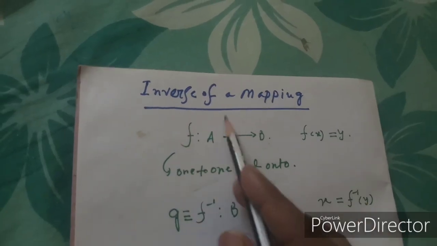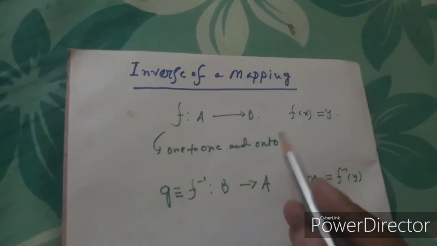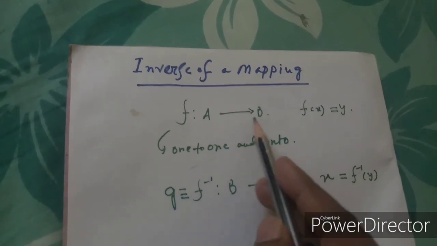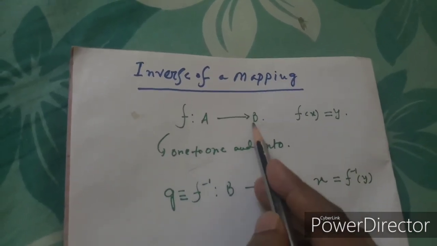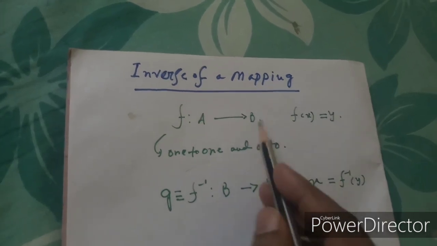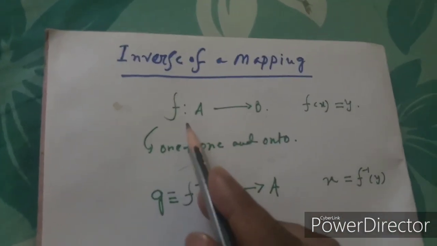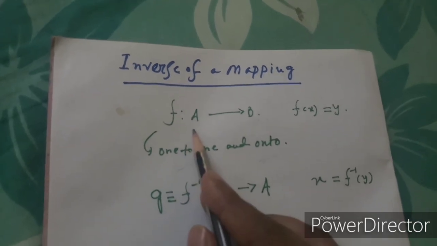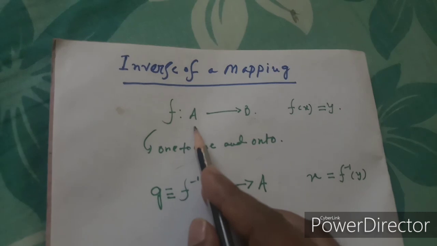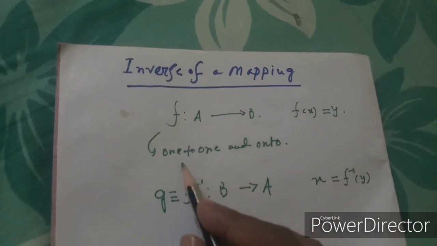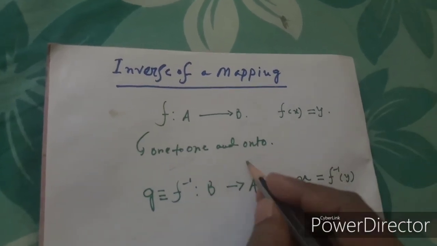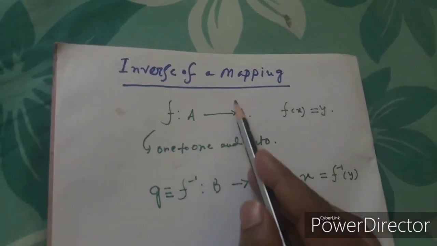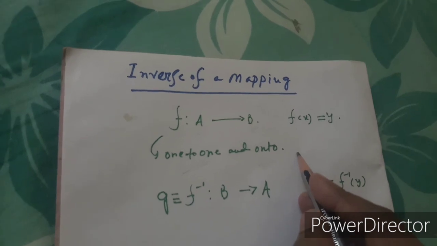Today's topic is inverse of a mapping. You are given a function f from A to B, where A and B are non-empty sets. You have to check that the function f is invertible. So first you would check that the function is 1 to 1 and next onto. That means you have to check that f is a bijective mapping.